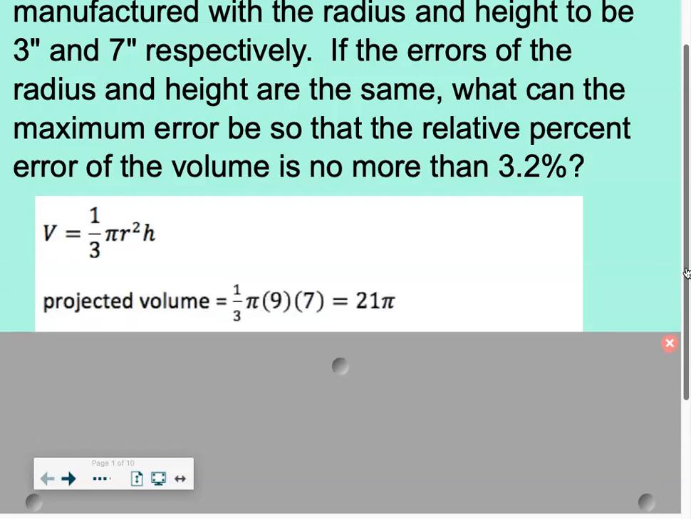Okay. All right. So I got a projected volume of 21 pi. So that would be ideal, which is what you guys got, if there wasn't an error.